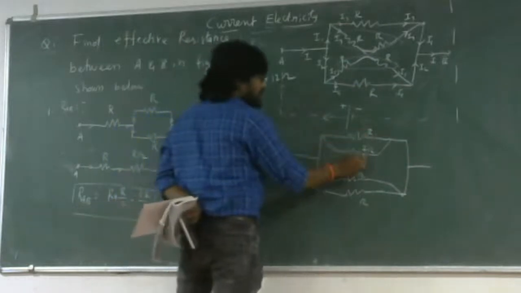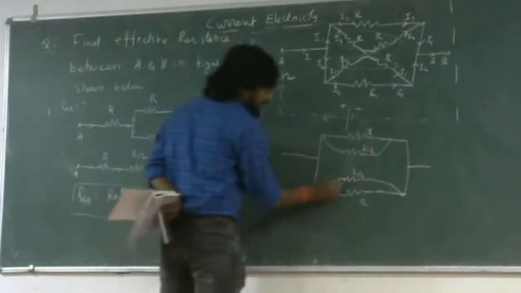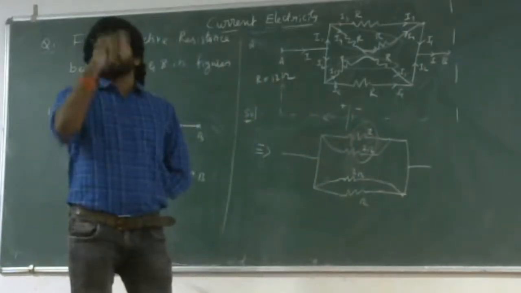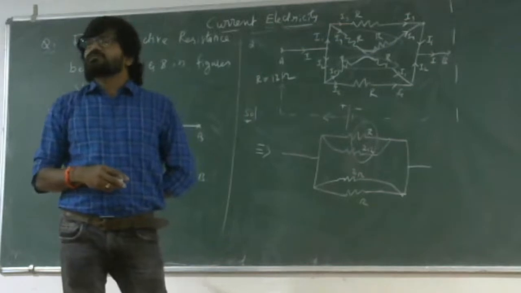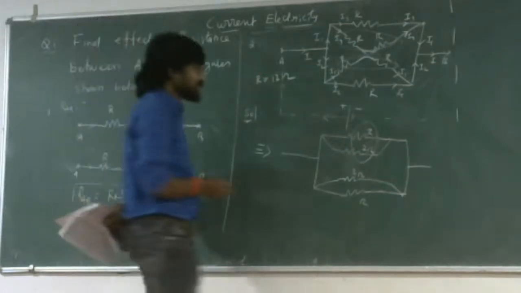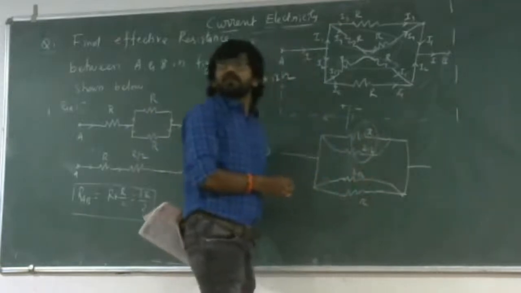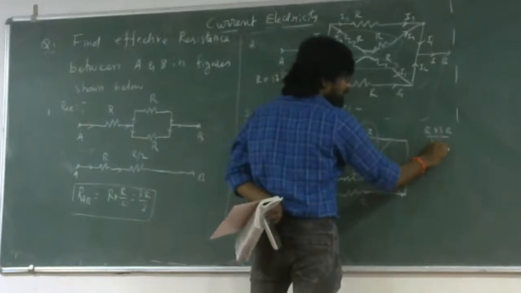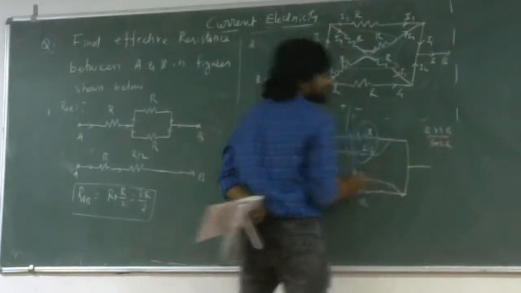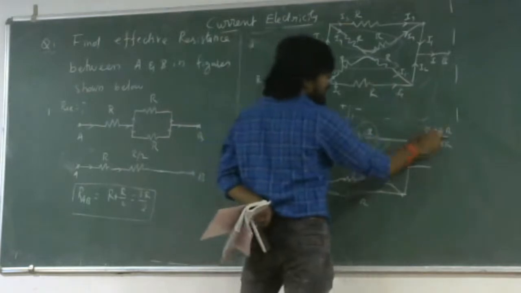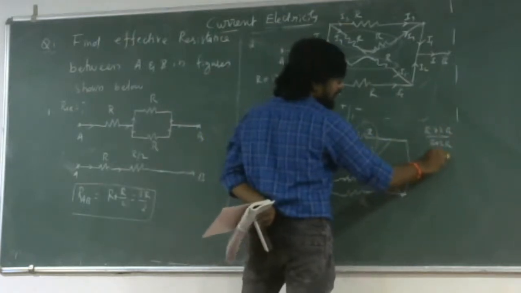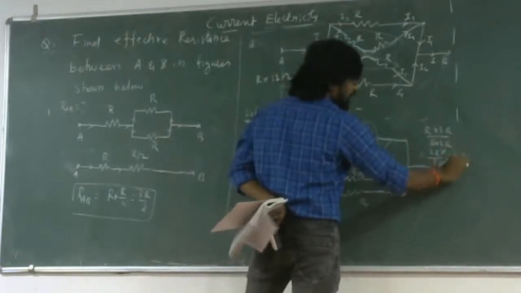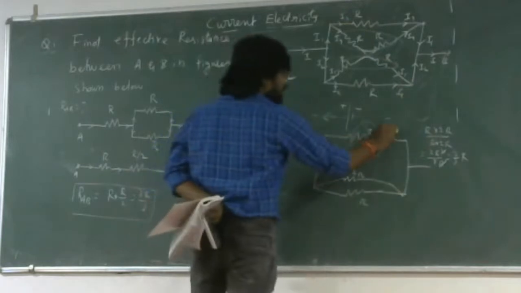Then 2R and 2R in parallel, R and 2R in parallel. So what is the effective combination of R and 2R? Parallel combination: R1 R2 by R1 plus R2. You will get R into 2R by R plus 2R, which is 3R. So R into 2R is 2R square, 2R square by 3R, R cancels, so this will be 2R by 3.